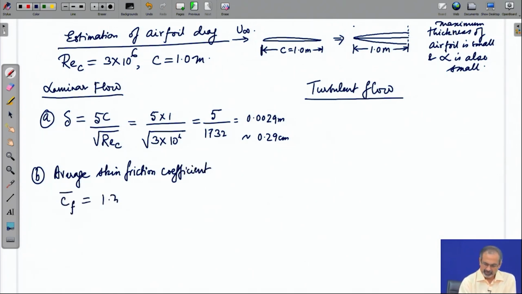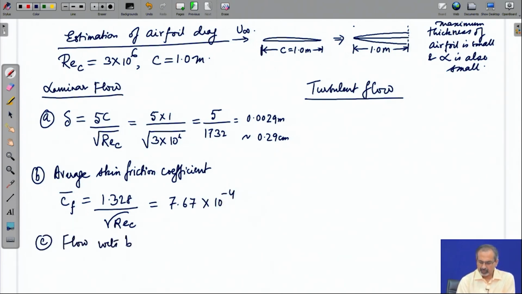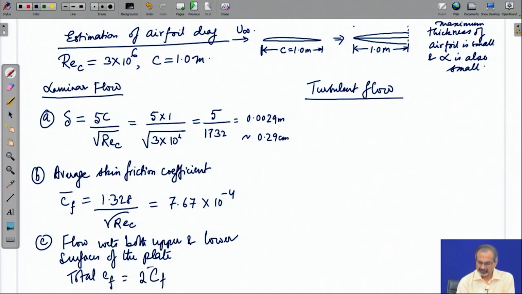So, that is 1.328 by root Re_c. So, that comes out to be this, and remember that the flow wets both upper and lower surfaces of the plate, and therefore, total CF is equal to 2 times CF bar, which is 0.0015 approximately. So, that is an assessment of the skin friction.